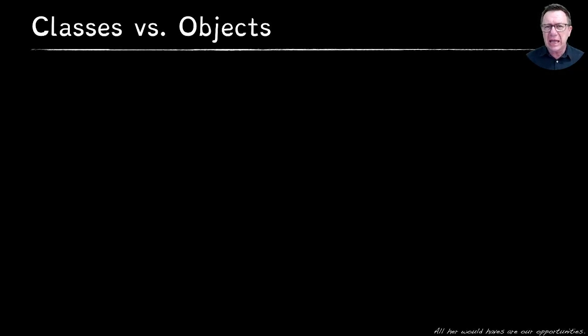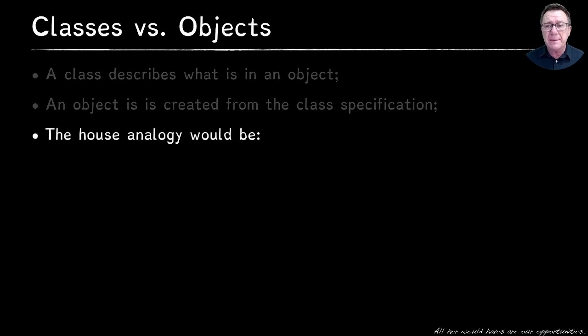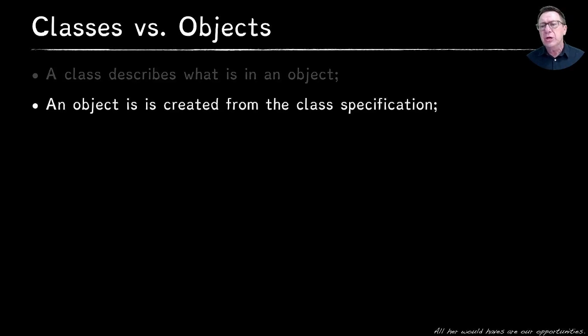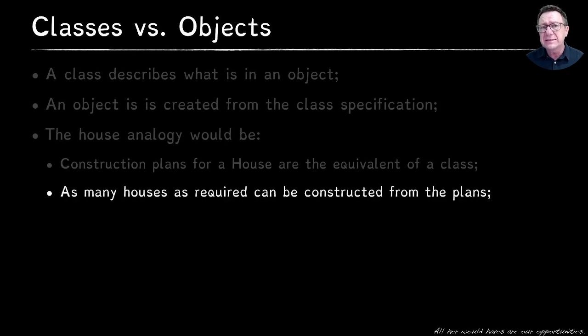So classes, objects. Hopefully by now they are making sense and you understand the difference. The class is describing the object. So an object is created from the class specification. Remember the house plan and the house. Yep, the house analogy. The construction plans, they're the equivalent of the class, and the house itself is constructed from the plan.